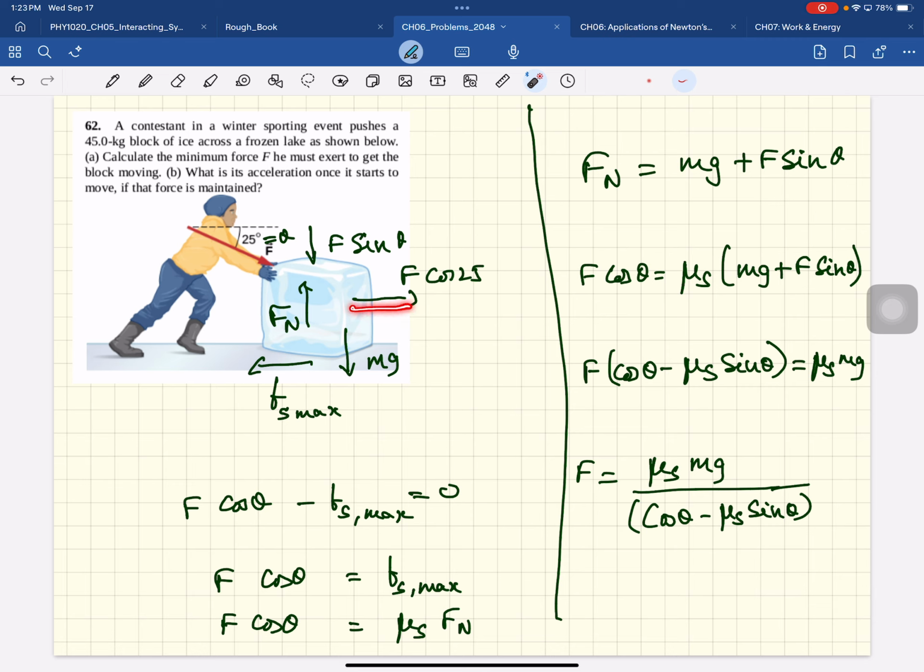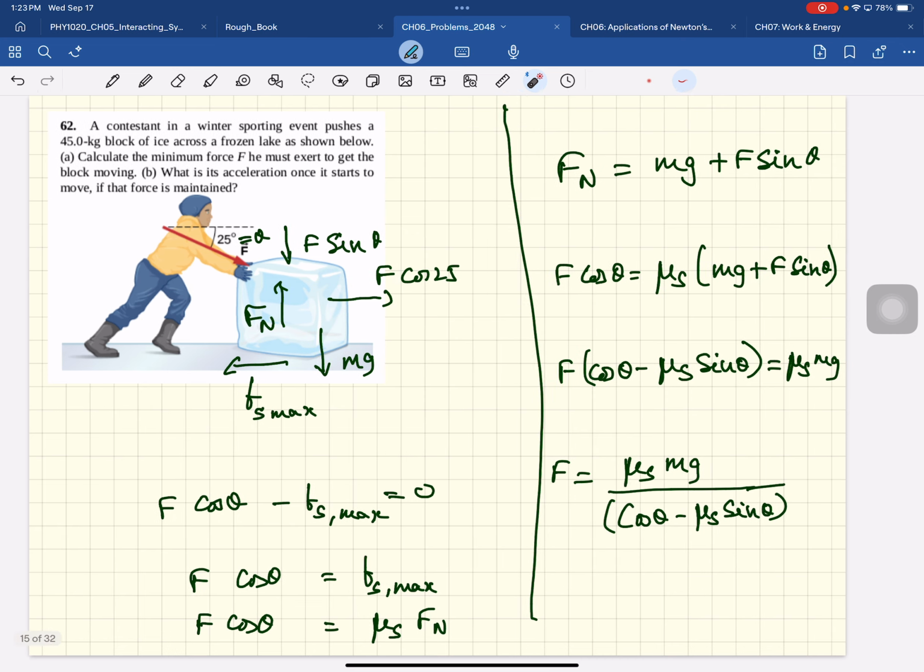All right, so once you get this thing started, what is the acceleration once it starts to move? You can put all those numbers in and calculate that force. And once you get it started, you're applying the same force. Now what happens? This static friction force gets replaced by a kinetic friction force, which is smaller. And so this guy will accelerate. So let's do part B.